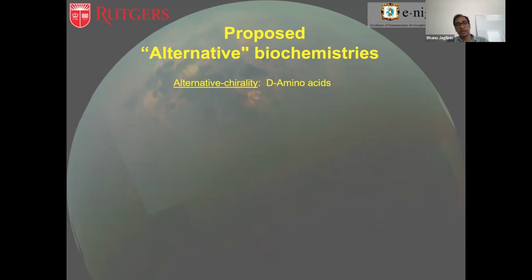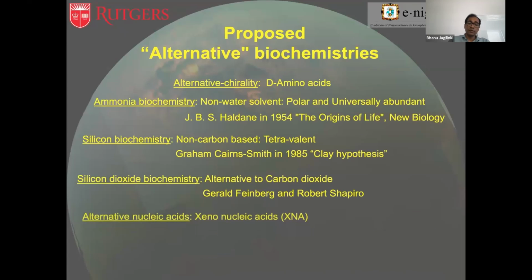phosphorus, and sulfur, and everything the same, but instead of L amino acids, the organisms there would have D amino acids, likewise L sugars. There have also been several other biochemistries proposed. For example, the notable ones would be ammonia biochemistry, where ammonia is an alternative to water, and it's polar and universally abundant. It was first proposed by Haldane in the origins of life. Likewise, silicon biochemistry was proposed by Graham Cairns-Smith in his clay hypothesis. Silicon, just like carbon, is tetravalent. Likewise, silicon dioxide biochemistry has been proposed, as an alternative to carbon dioxide.